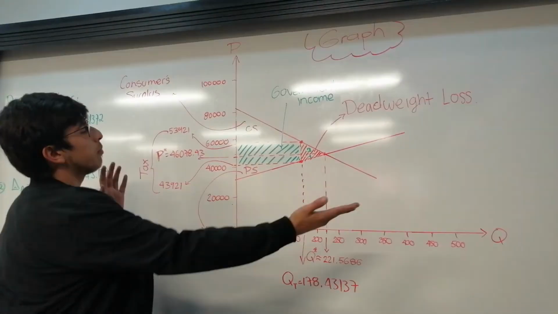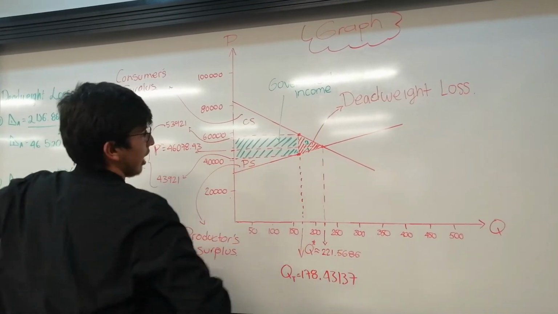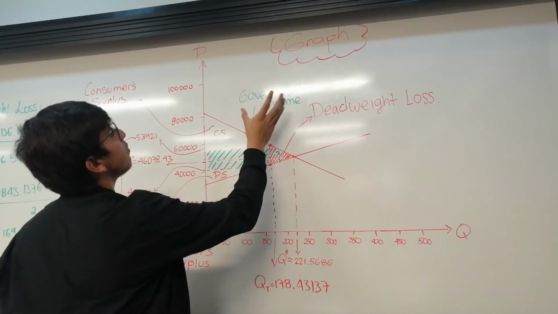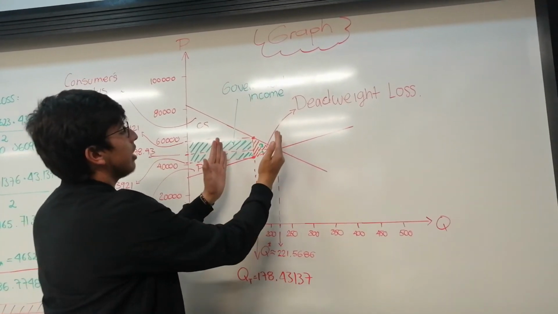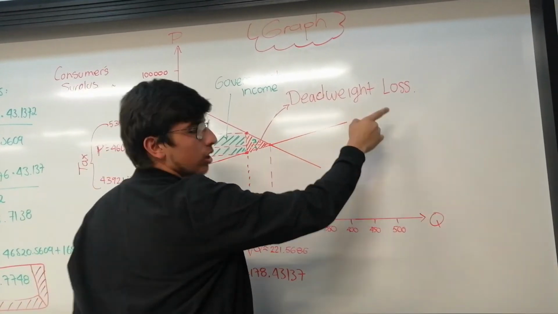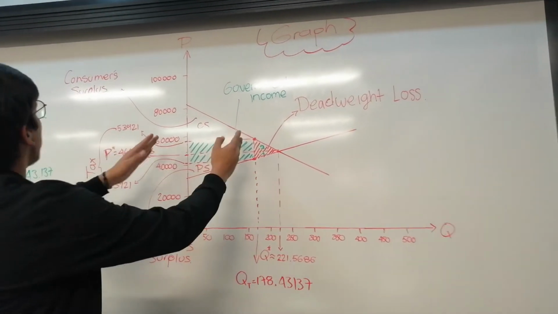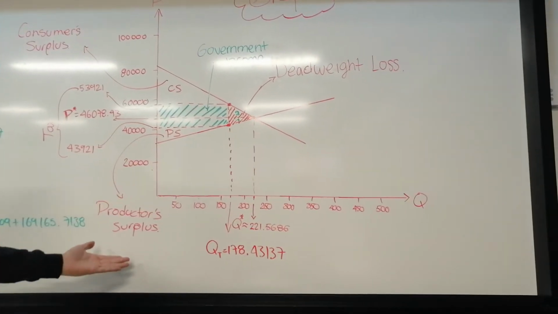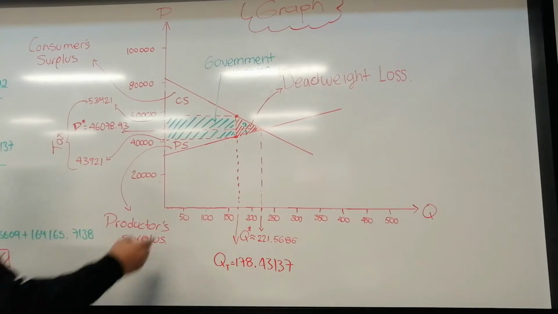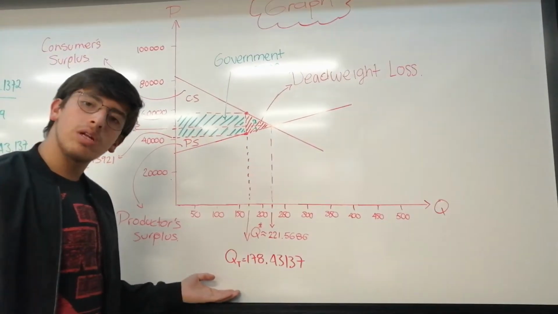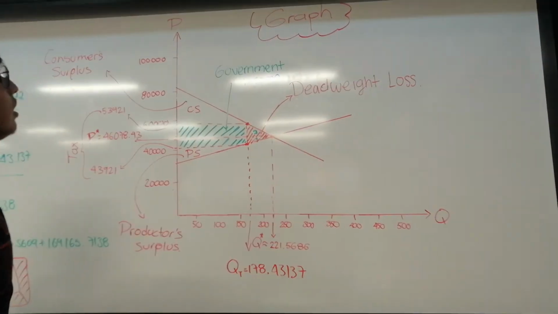This is the graph that represents the exercise. This rectangle represents the government income, and a triangle is the deadweight loss. The right triangle is the consumer surplus, and this one is the producer surplus. This point is the quantity with the tax in the market, and this is a fine.